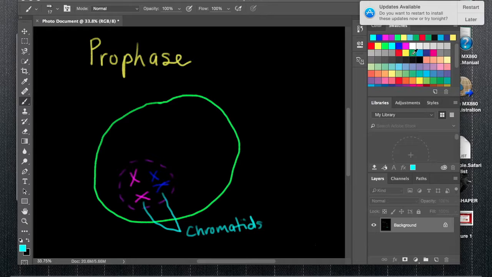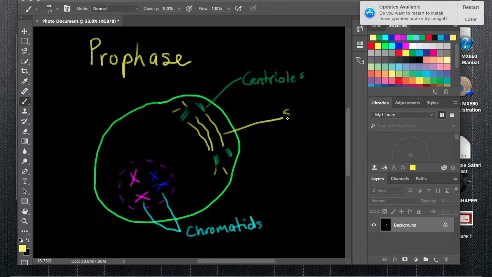In the cytoplasm, the mitotic spindle fibers consisting of microtubules and other proteins form between the two pairs of centrioles. So here are my centrioles. And then in between these centrioles, I have the spindle fibers start to form. And then these two pairs of centrioles begin to migrate to the opposite poles of the cell. So here are my spindle fibers, and that's prophase.